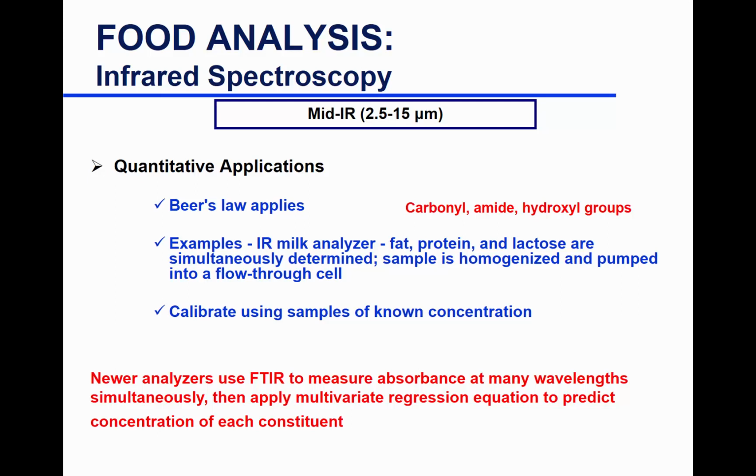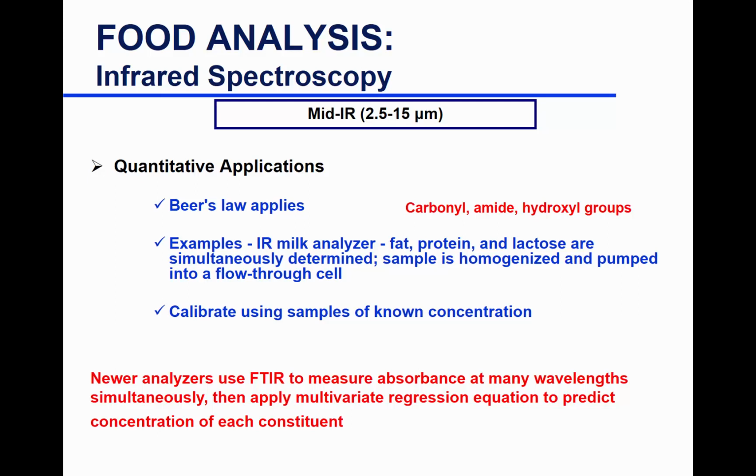The most common one is the IR milk analyzer, where you can follow Beer's law to quantitate. Basically for fat, you're measuring the carbonyl. For protein, you're measuring the amide vibration. And for lactose, you're measuring the hydroxyl groups' vibration. However, in order to get accurate quantification, you have to calibrate the instrument.